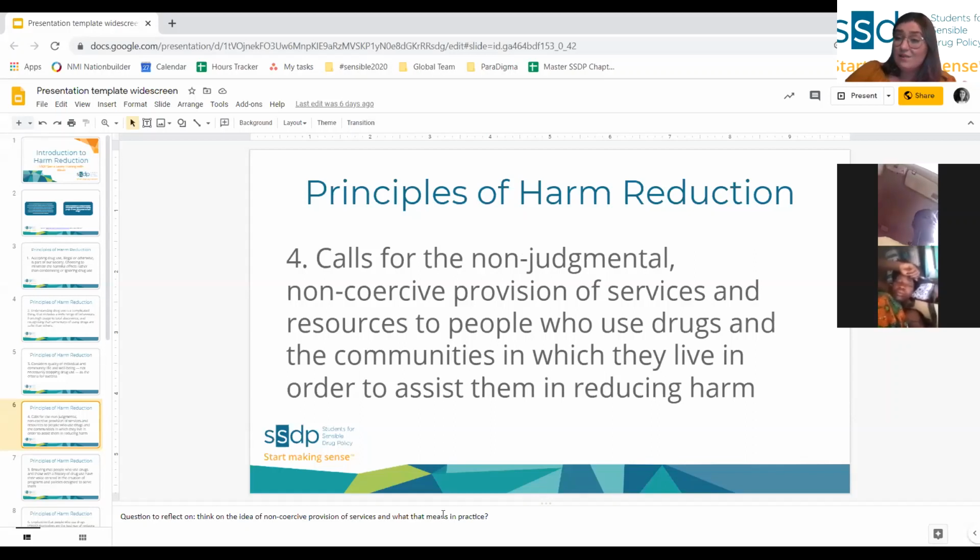I also think for this question, it might be helpful for you to do a bit of research, get on Google or Yahoo and search a little bit about the idea of non-coercive provision of services. If you look at some of the Canadian harm reduction services, they've been really adamant on that specific item, so they can be a good resource to look at. But does anyone have any questions on this concept?